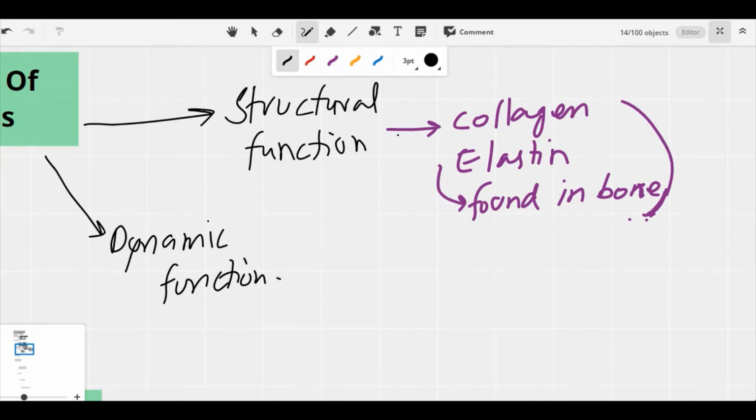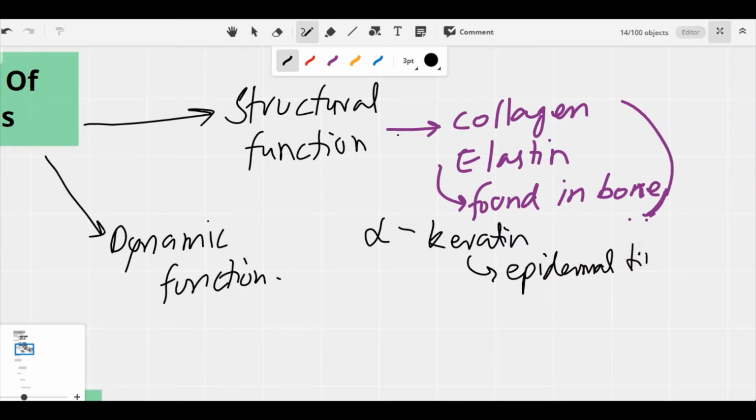And the second one is alpha keratin. Here I am going to write it again. Alpha keratin is a protein that is present in the epidermal tissues. So these are the structural functions of the protein.